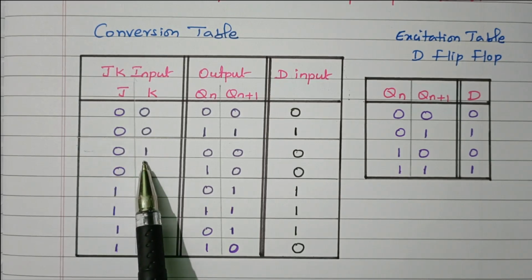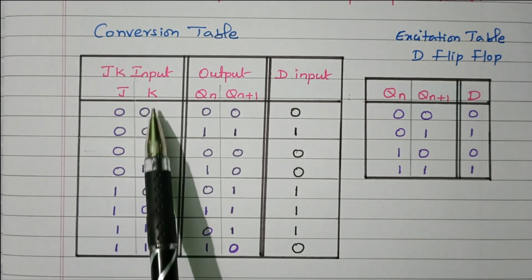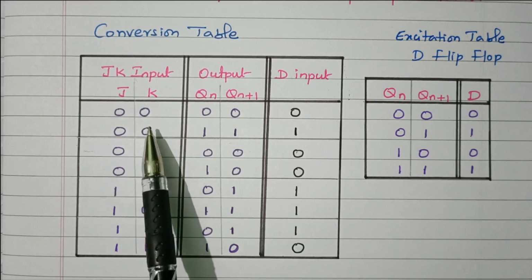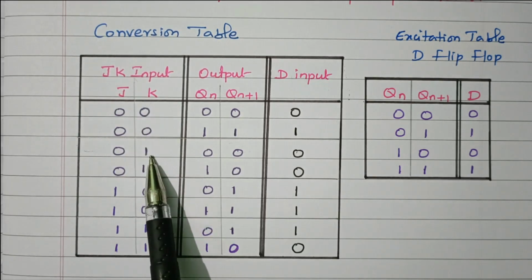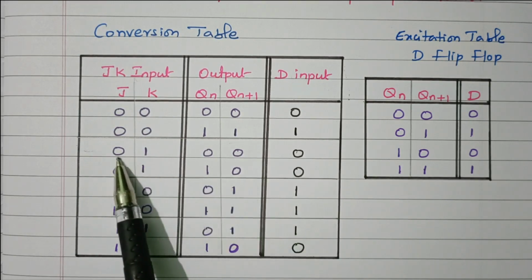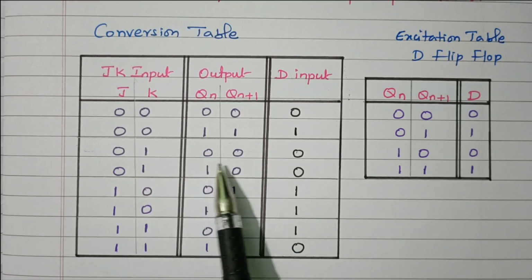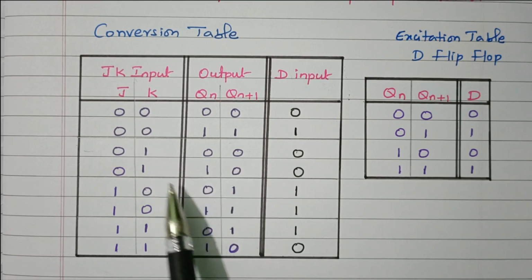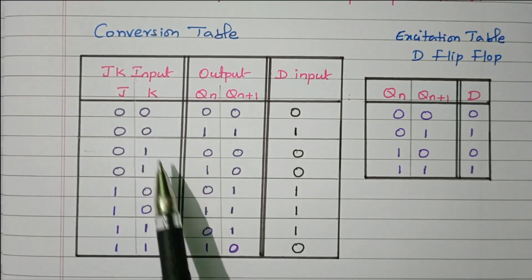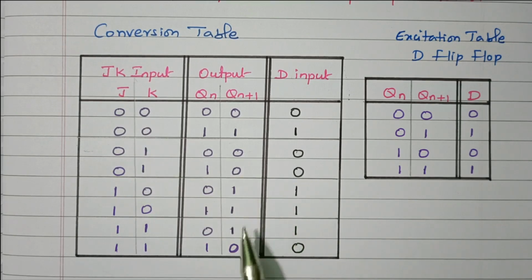If J is 0 and K equal to 1, it is normally like an SR flip-flop. S means set, R means reset. If the reset input is 1, it will reset the output. Reset means it is reset to 0. For 0, 1 the present state is 0, next state also 0. 1 means it will make it 0. So 0, 1 means K input is reset, it will reset the output to 0.